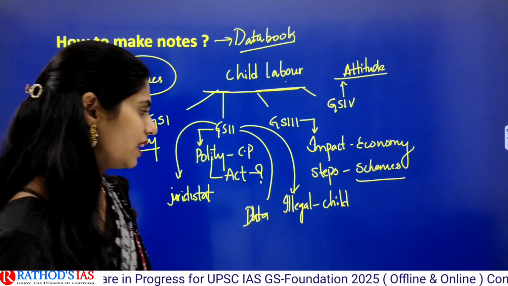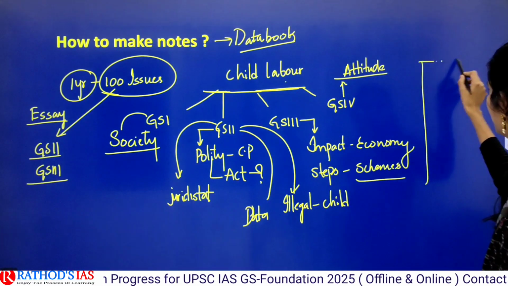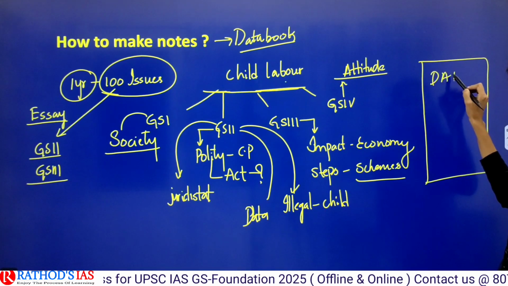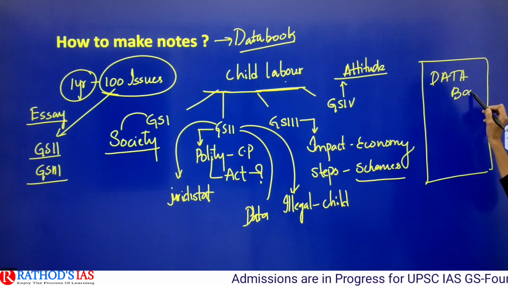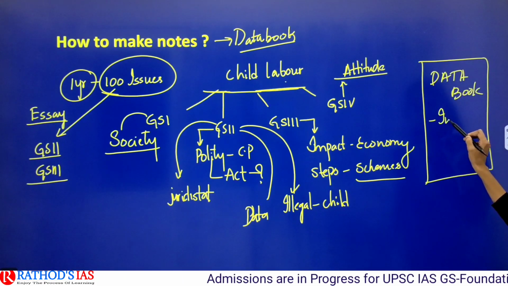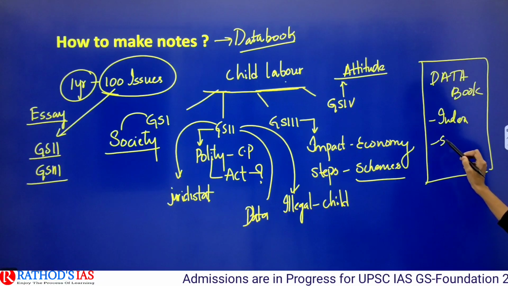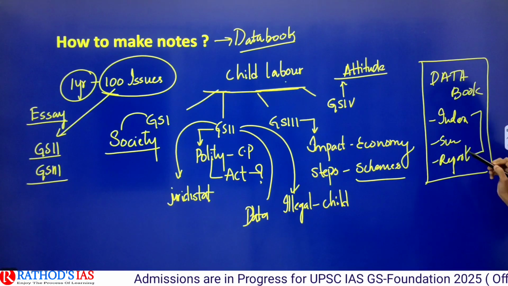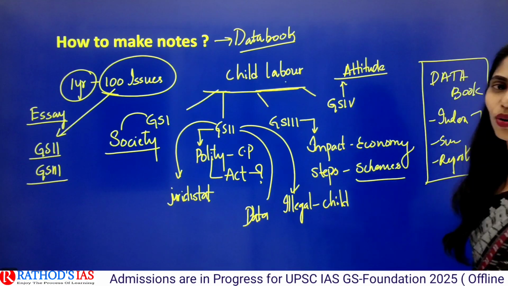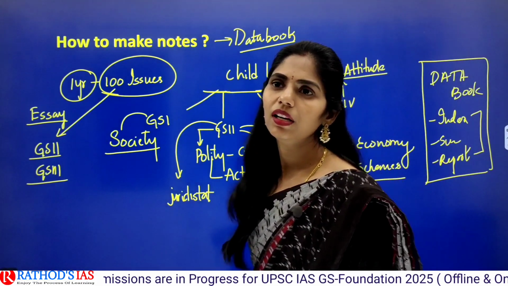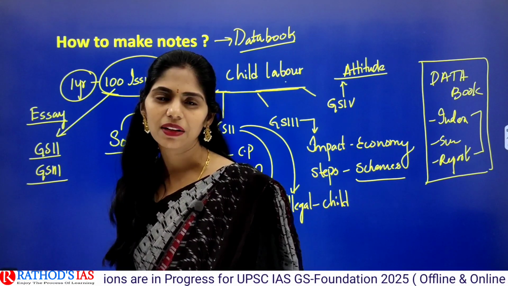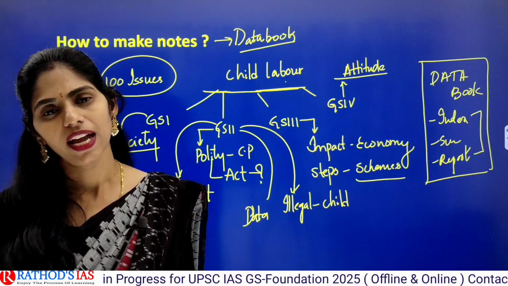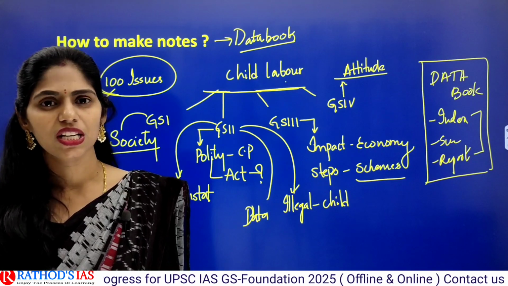You have to take around 200 pages of book, okay, and give the heading that is data book. In this data book, if there is any index, or any survey, or any report which is giving data, you have to make a note. For example, the ASER report on education, for example the NCRB report on crime, or the NCRB report on suicides in India, okay, and the ease of doing business index, what is India's ranking.